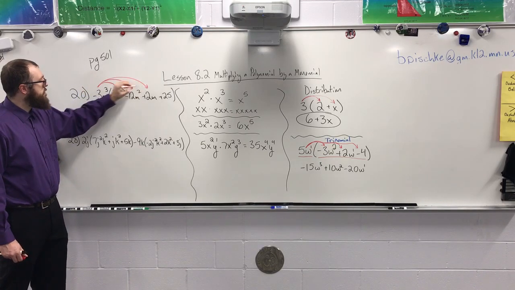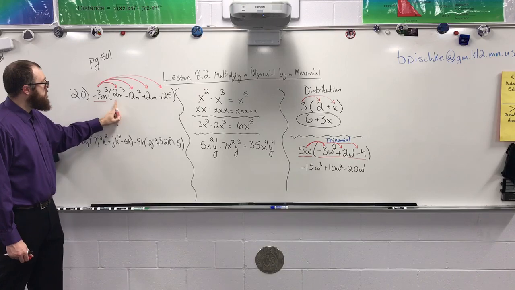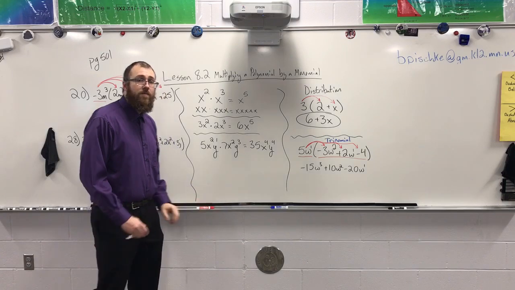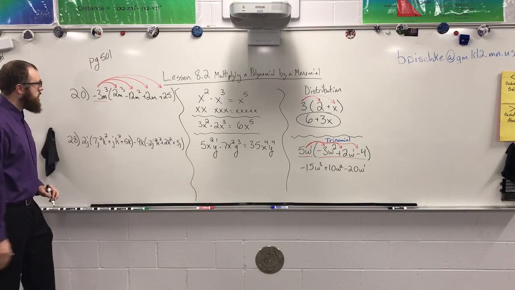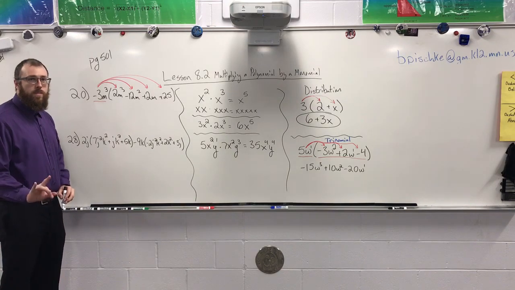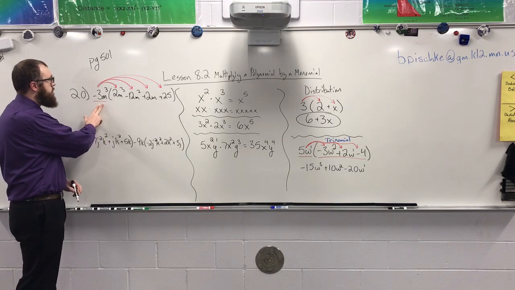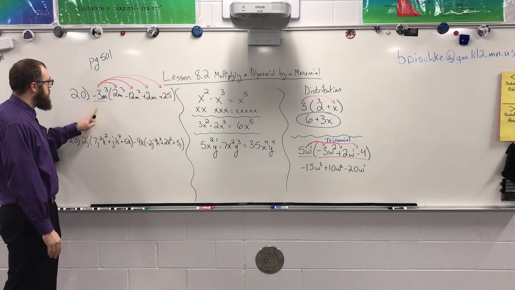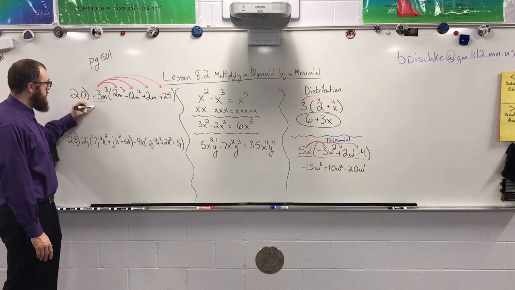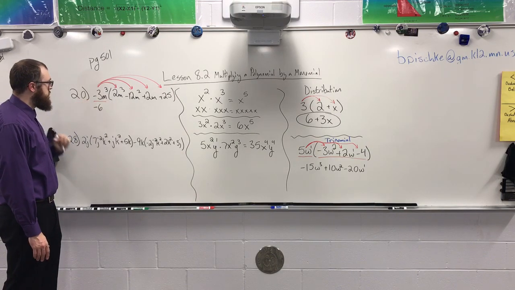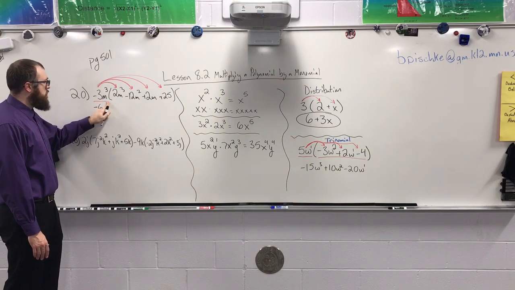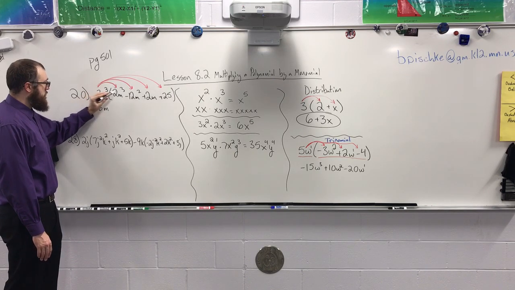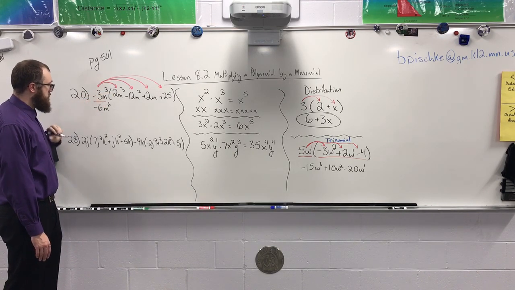This polynomial has 4 terms, 1, 2, 3, 4, which makes it a quadrinomial, for those of you who didn't remember that. One monomial at a time. 3m cubed times 2m cubed. Coefficient times coefficient. Negative 3 times 2 is negative 6. M cubed times m cubed. Remember to add the powers. M to the 3 plus 3 is 6.